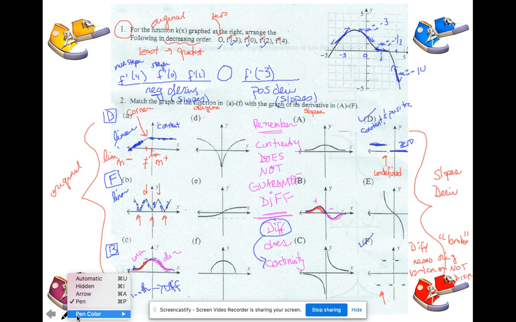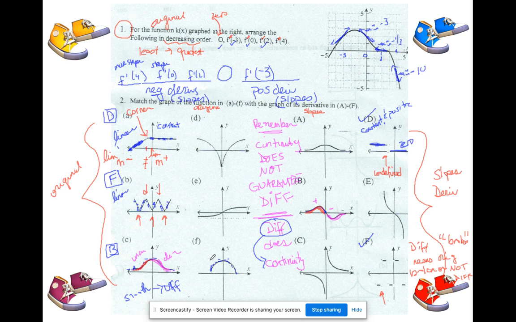All right, let's go in opposite order here. Let's start with F and go up. F is a little semicircle. Look what's happening. Slopes are almost vertical there. And then are positive, but decreasing till a slope of 0. Then slopes are negative and getting way, way more negative.